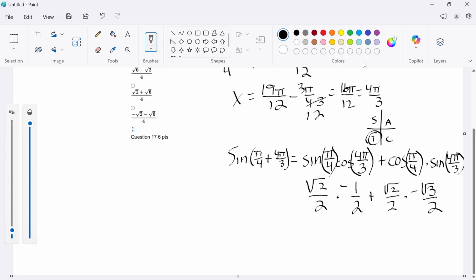So I've got negative square root of 2 over 4 minus square root of 3 times square root of 2 is square root of 6 over 4. And I can rewrite that as negative square root of 2 minus square root of 6 over 4. And that is right there.